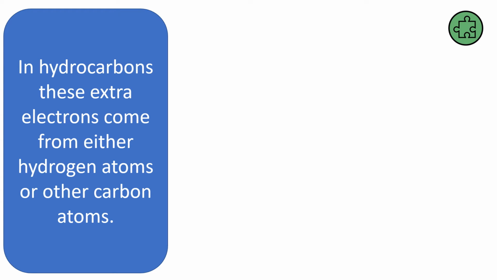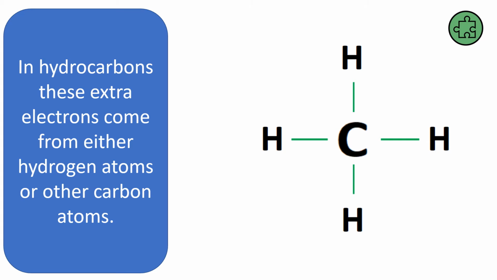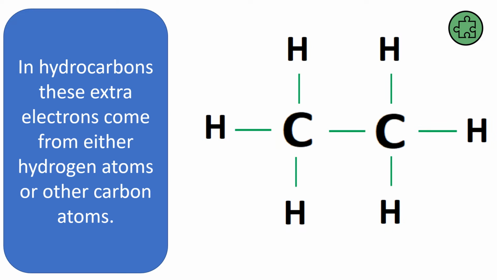Okay, so in hydrocarbons, these extra electrons don't come from carbon, they come from hydrogen. So here we are, we've seen this already, this is methane. Each hydrogen wants to share 1 electron, so 4 hydrogens, each sharing 1 electron with the carbon, make this stable structure. And if you've forgotten this, go back and watch the video on covalent bonding.